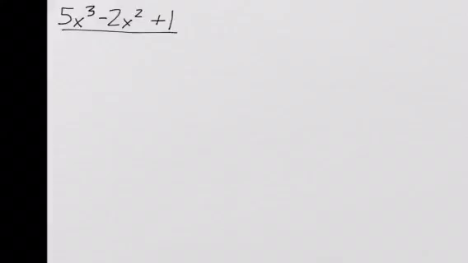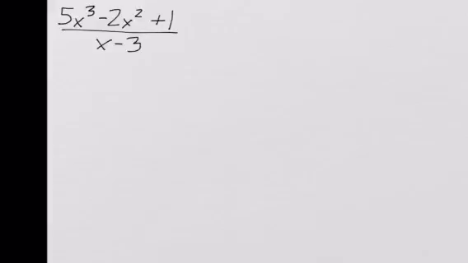Welcome back to Math 107 College Algebra. In this video, we're going to take a look at a couple of different ways we can divide polynomials, one of which will always work, and the second one will only work in certain situations. So we're going to use the problem 5x cubed minus 2x squared plus 1 divided by x minus 3.